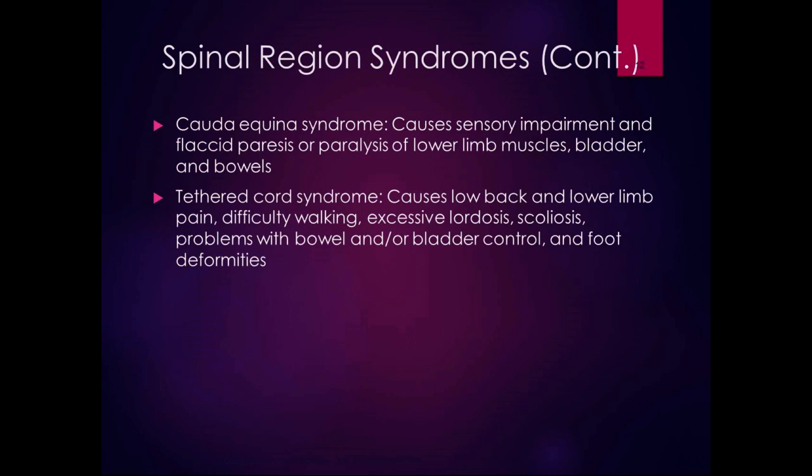Tethered cord syndrome causes low back and lower limb pain, difficulty walking, excessive lordosis, scoliosis, problems with bowel or bladder control, and foot deformities. So tethered cord syndrome is a developmental issue, and so the symptoms tend to come on throughout growth as you get more and more tension on the spinal cord.